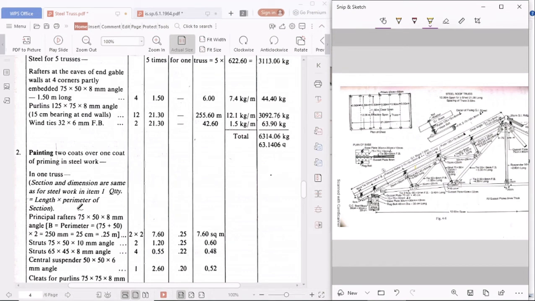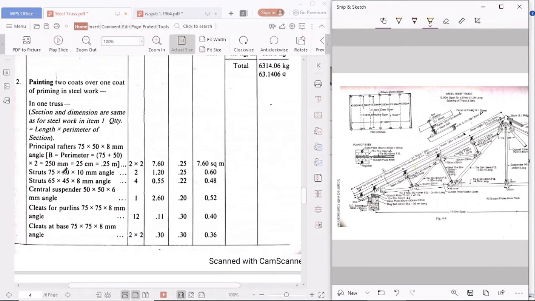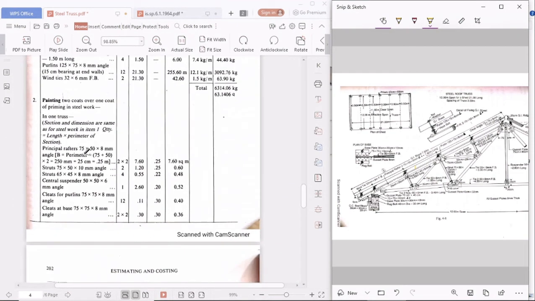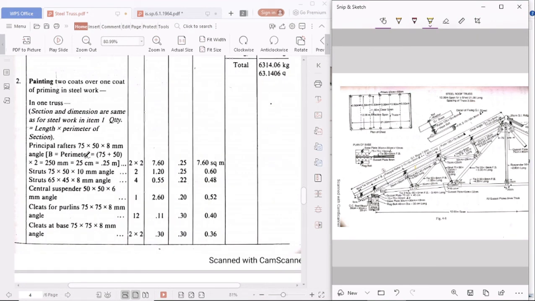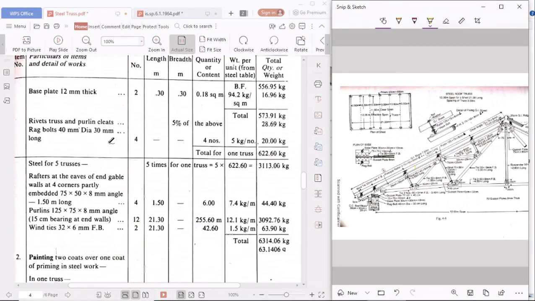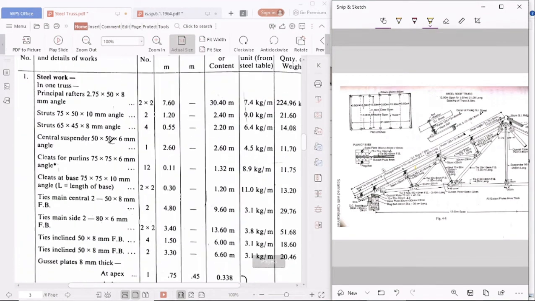Square meter. So the painting calculation is almost the same, but somewhat different from the calculation of the steel work. Here we are taking the perimeter. First we take the perimeter item only, that means the principal rafter. Section and dimensions will be the same as quantity 1, so the same quantity will be there as we did in the steel work.